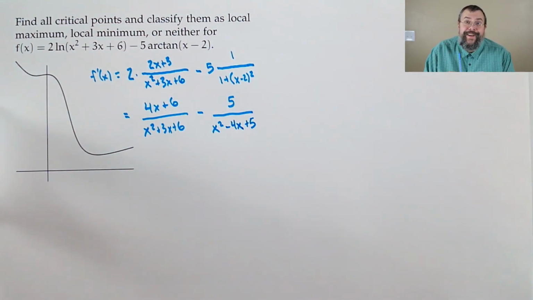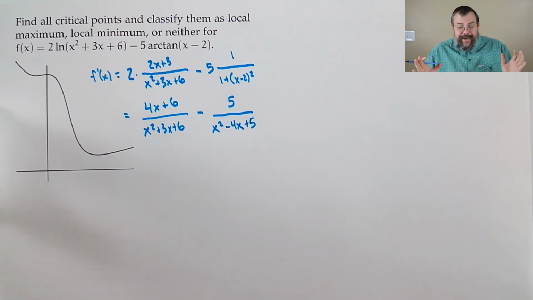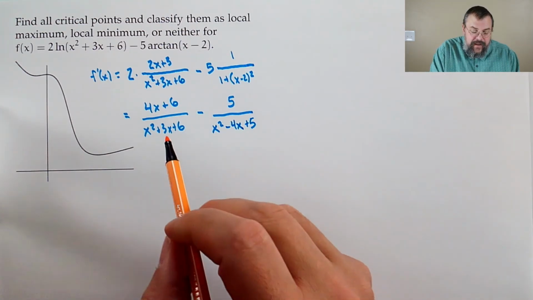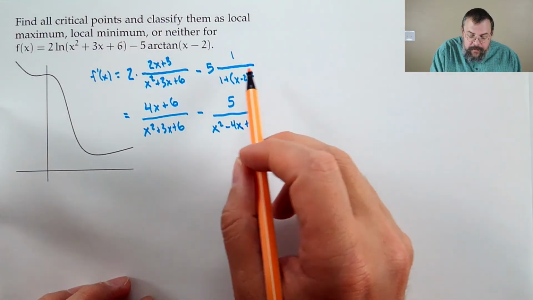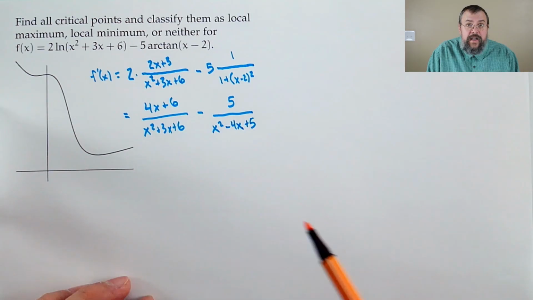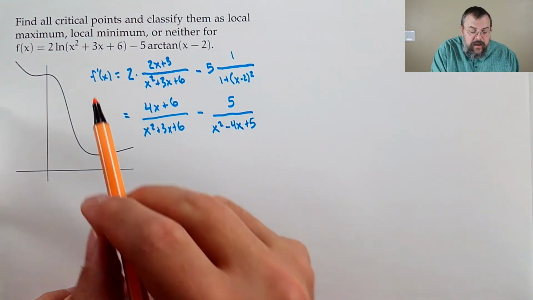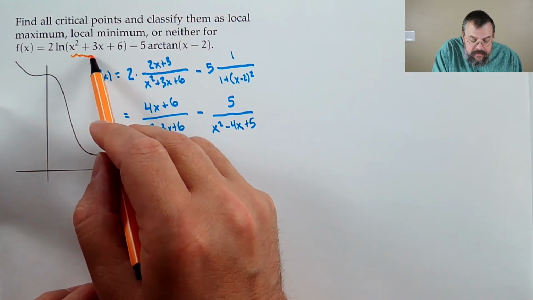Well, what do we need to do? I should pause and say, should we be nervous about this function? In other words, is there any place where it's undefined? Now, you might say, what can we say about x squared plus 3x plus 6? That might make us a little bit nervous. The denominator here, 1 plus x minus 2 squared, that's perfectly fine. It's always positive. Life is good.